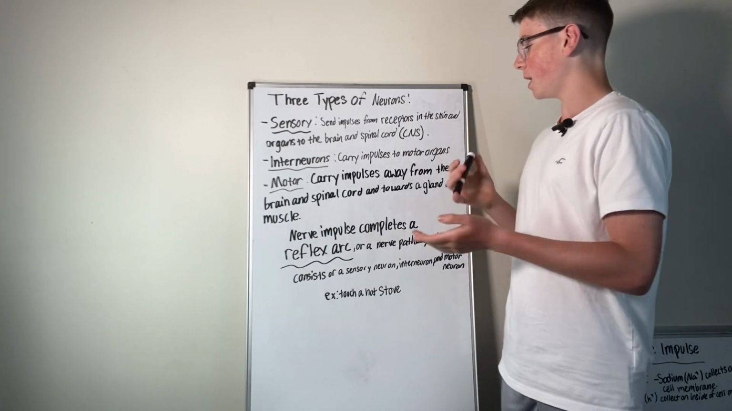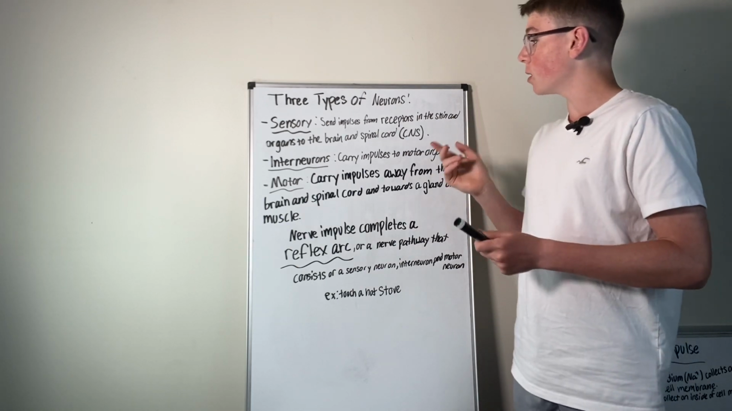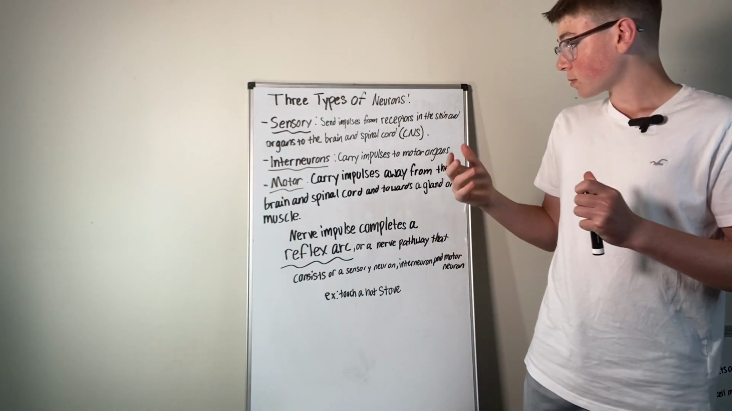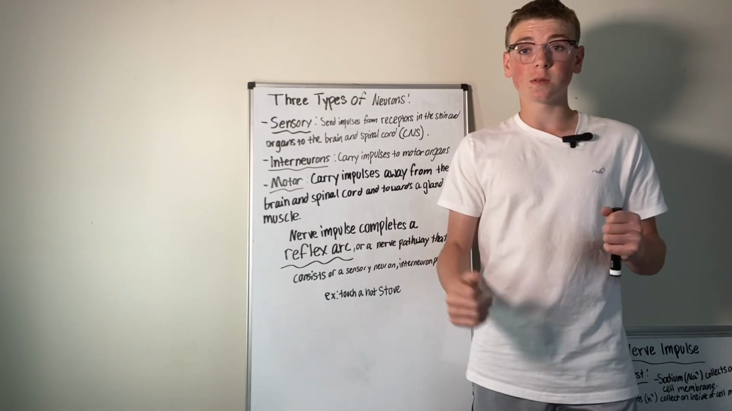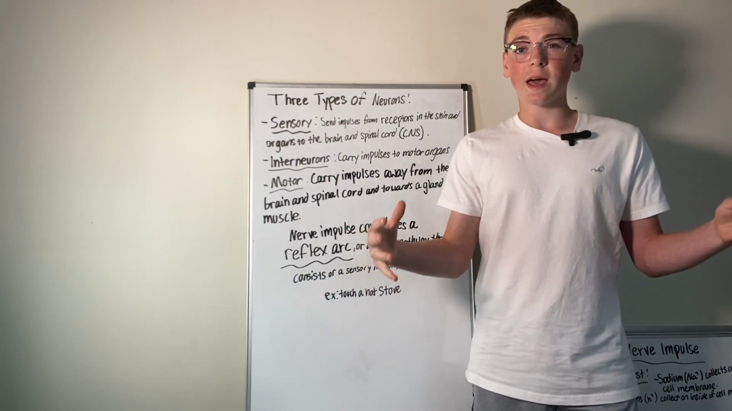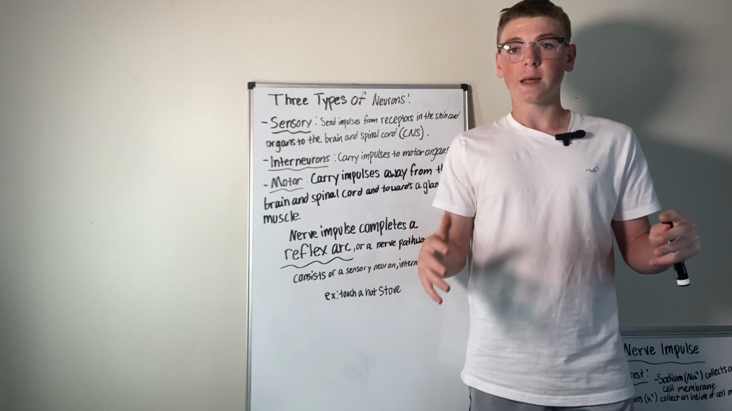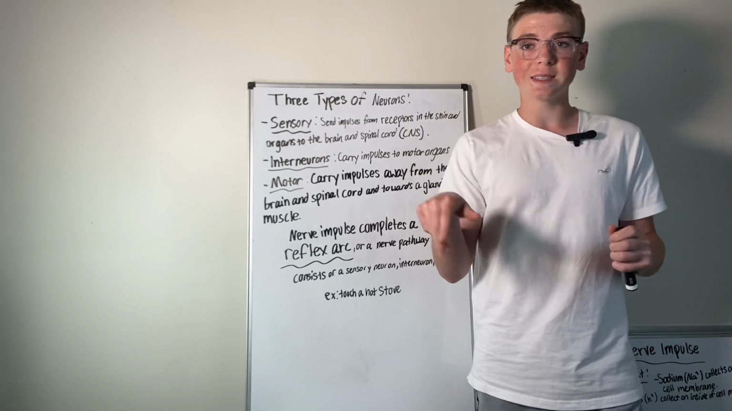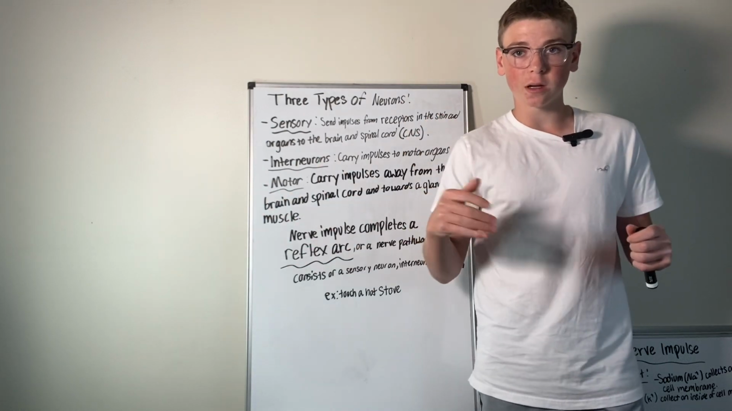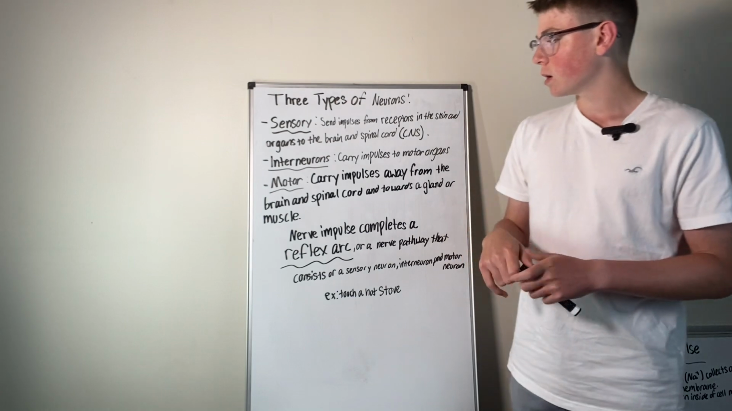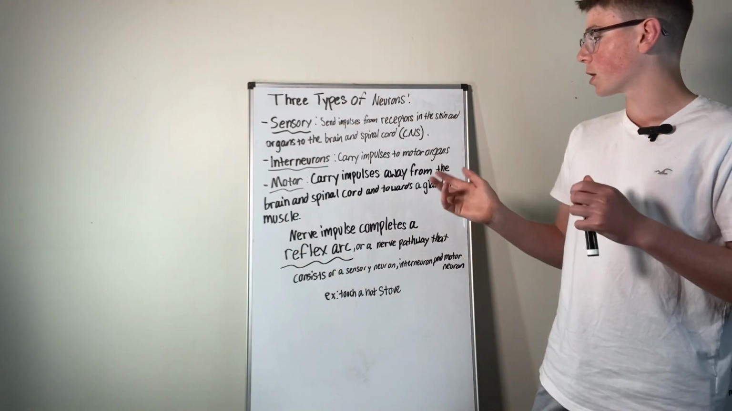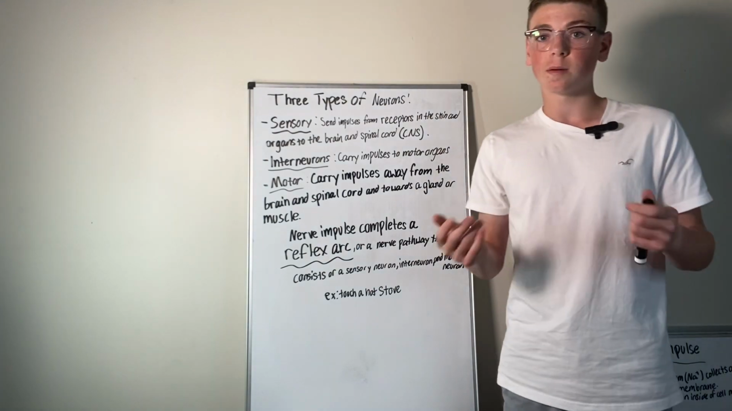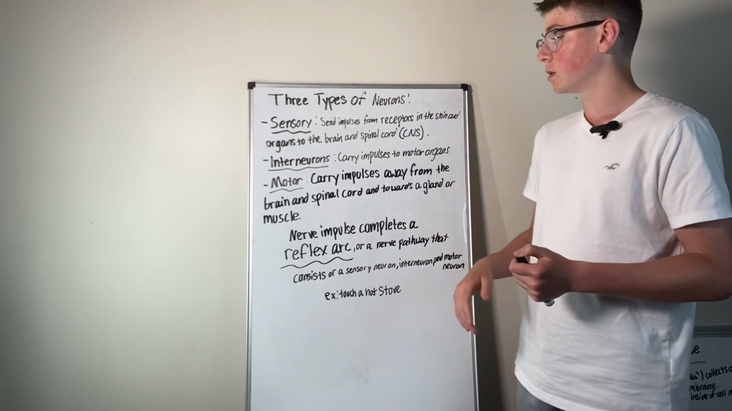Interneurons carry impulses to motor organs. So the central nervous system may say, okay, I want one of these organs, which is an organ that causes things to move, like controls movement. So an interneuron could be sent, and then a reaction of me pulling my hand away if it's too hot or something. Then there are motor neurons, which carry impulses away from the brain and spinal cord and towards a gland or muscle. So that could also be a contraction.